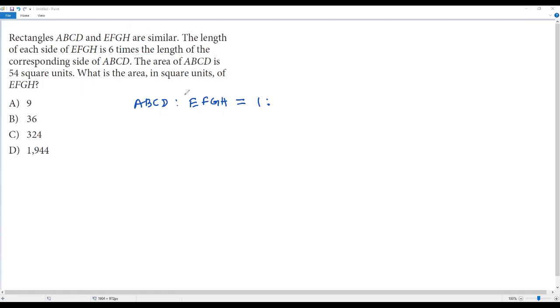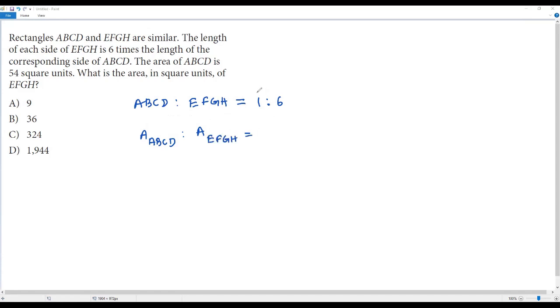Already we know that the length of one particular side of rectangle ABCD is 1. Now to get the length of the corresponding side in this rectangle, we have to take 6 times this 1. 6 times 1 is 6. Now I have the ratio of the corresponding sides of the two rectangles. From this ratio, we can get the ratio of the areas of the two rectangles. Let me write here the area of rectangle ABCD and here the area of rectangle EFGH.